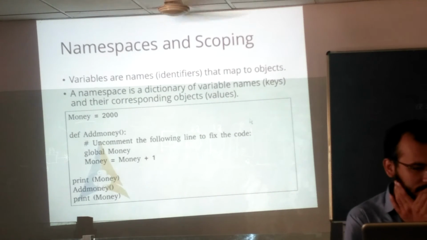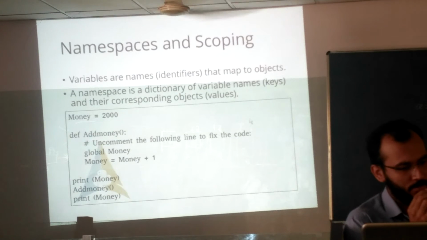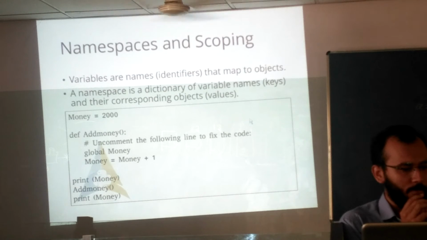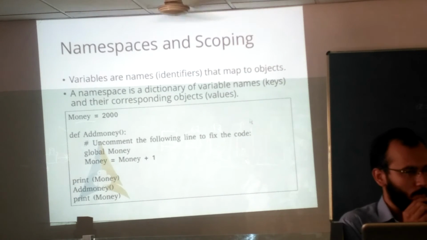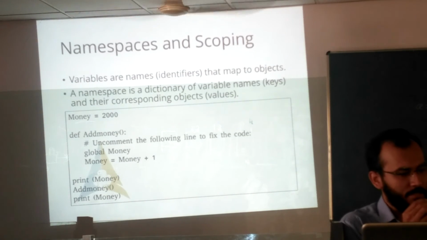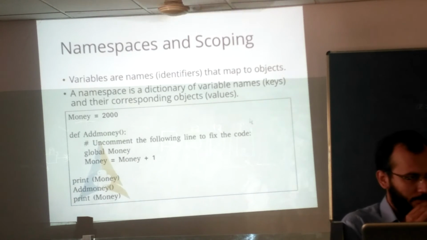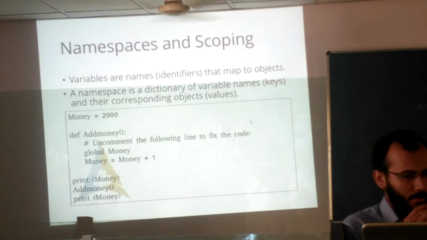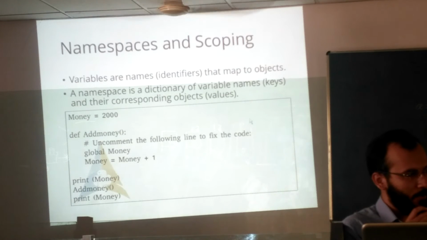So if you see, there is a small example given over there. Okay, money is equal to 2000, and there is a function add money, and it says global money. So here there is a keyword called global money, which says that you have to use the money variable which is defined as global. Then money is equal to money plus 1, which will increment it by 1, right? What is the answer if it is incremented by 1? 2001, right?